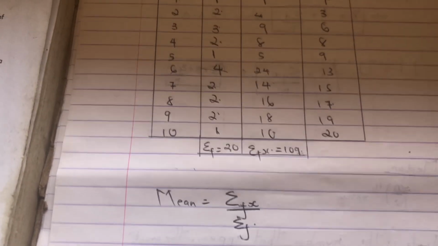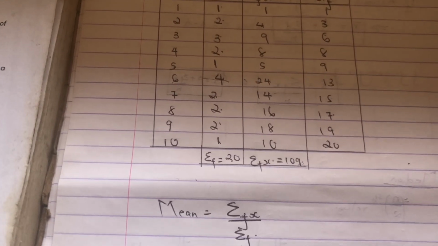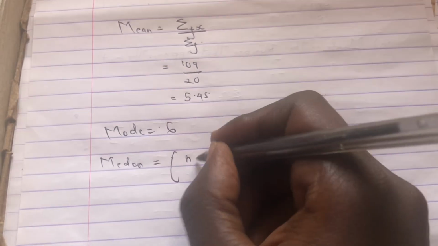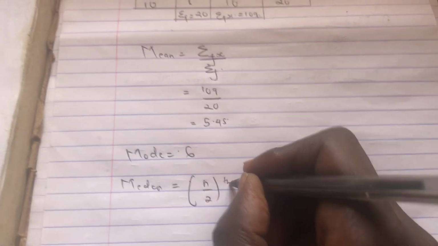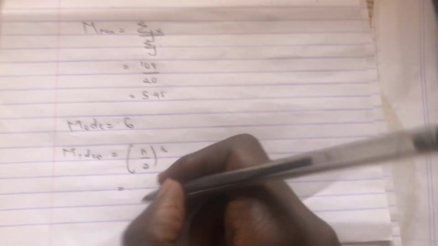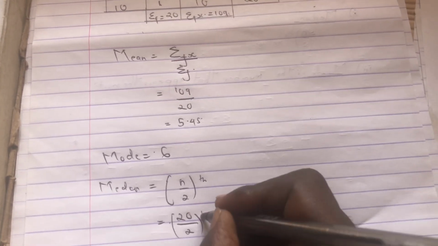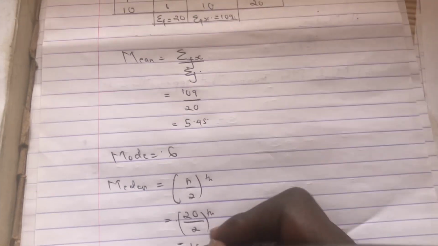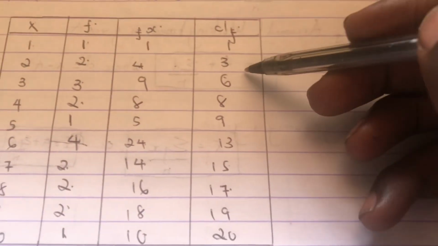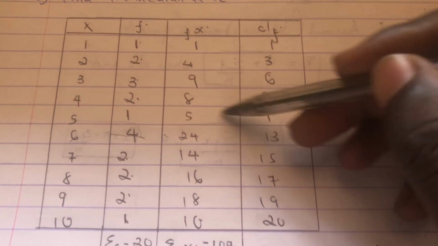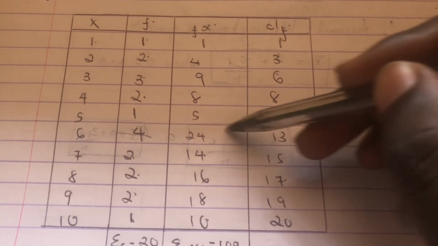Are we together? Then next they want us to find our median. Remember, median, we said it is the nth value, n over 2. For this case, our n is 20, which is the summation of frequency. So it will be 20 divided by 2, which will give us the 10th value. So you come to the cumulative frequency. Where does 10 lie? 10 cannot lie at 9 or less, so it lies between 9 and 13, which will leave us with 6 as our median.